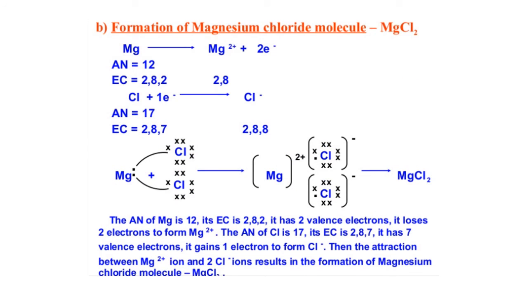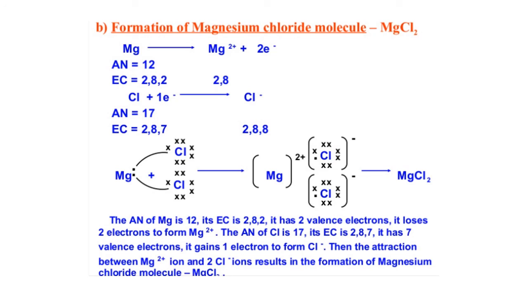Another example is magnesium chloride. Here magnesium has an atomic number of 12, so its electronic configuration is 2, 8, 2. It loses 2 electrons, gets a charge of +2 and becomes a magnesium ion, Mg2+. Similarly, chlorine has an electronic configuration of 2, 8, 7.